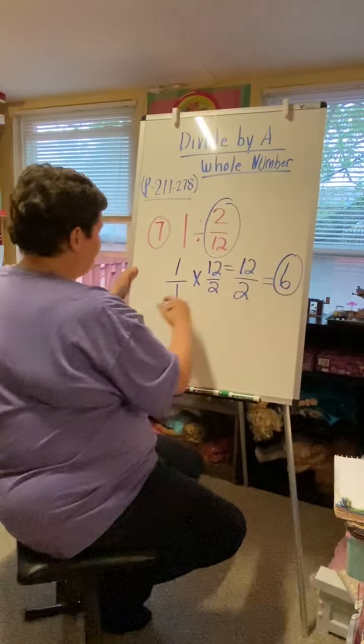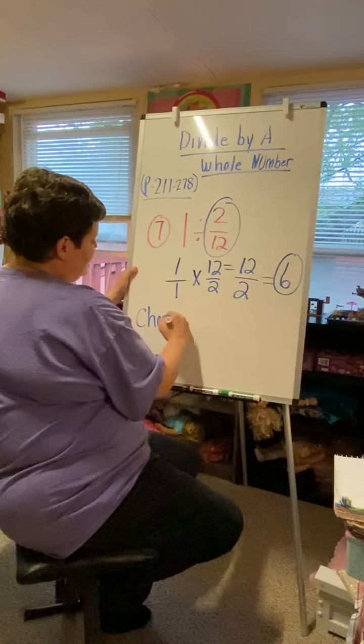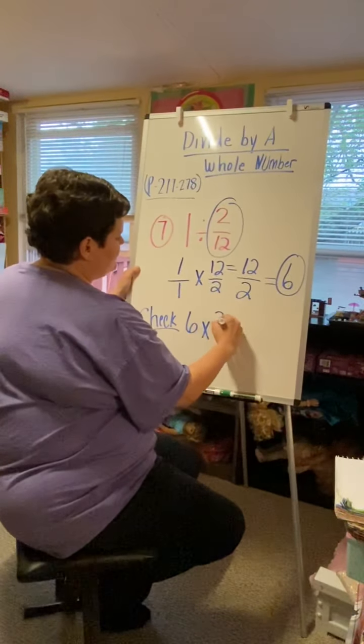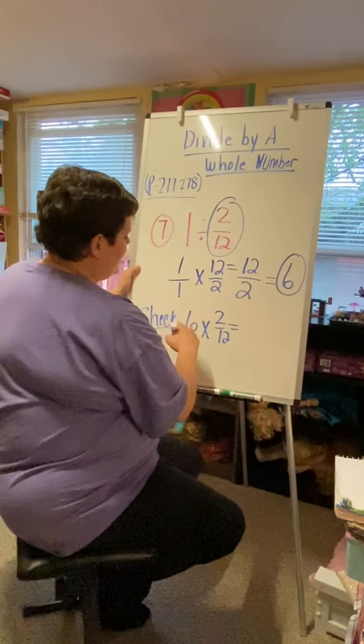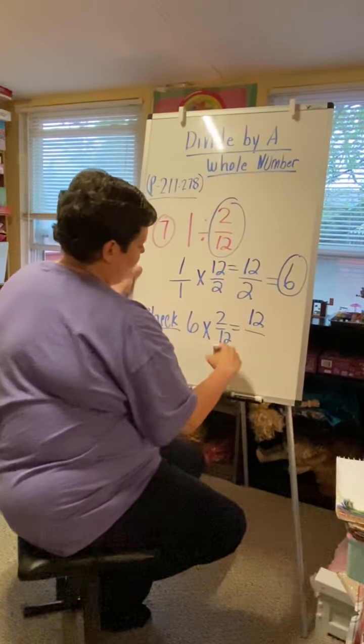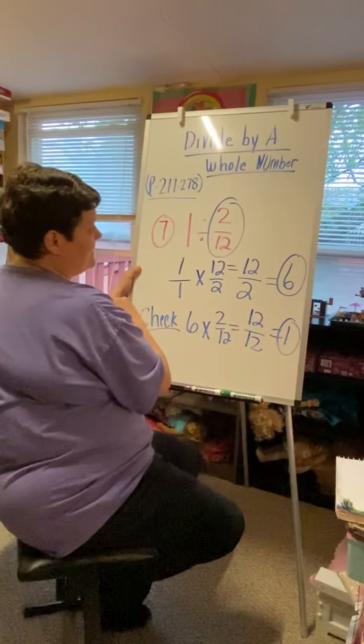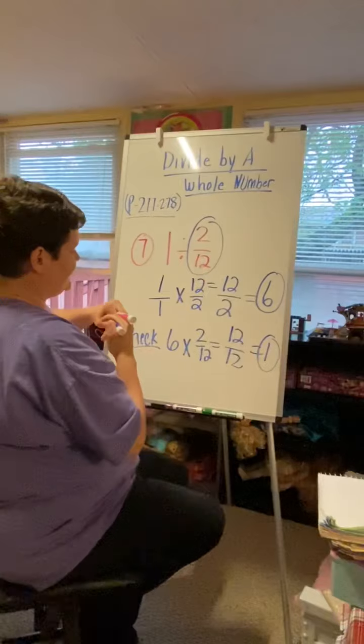That's right. Now I need to check it, because you always got to check on these. So I have a 6 times 2 over 12. And 6 times 2 is 12 over 12, which equals 1. And this one, they match up. So that's pretty easy on that page.